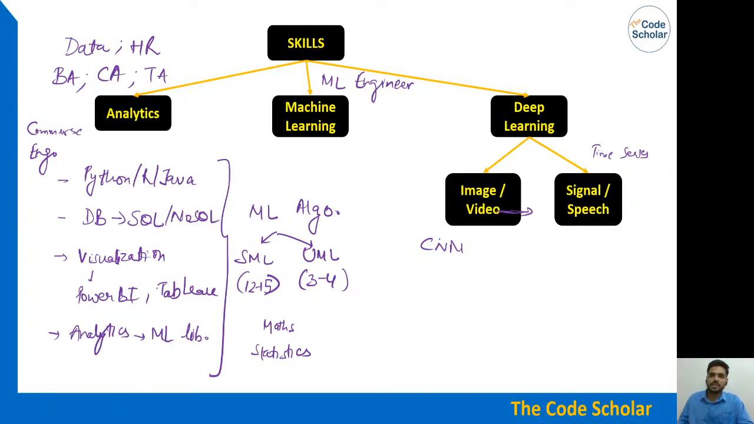So for images, you can go with CNN. For video, you can go with RNN. If you're looking for text, if a specific domain is text analytics, you can go with NLP. NLP plays a role in your speech signal also. In speech signal, you also have RNN because it's time series data. You can also go with autoencoders.